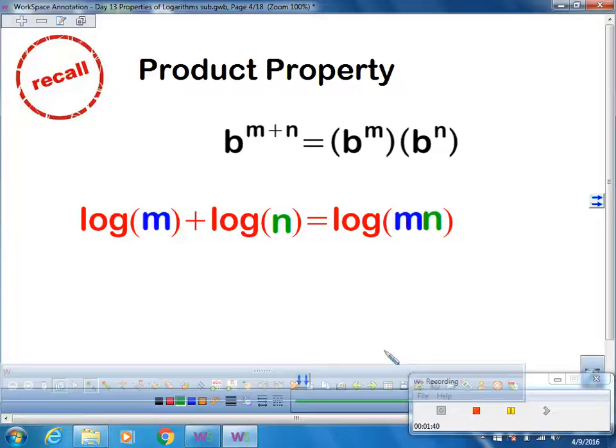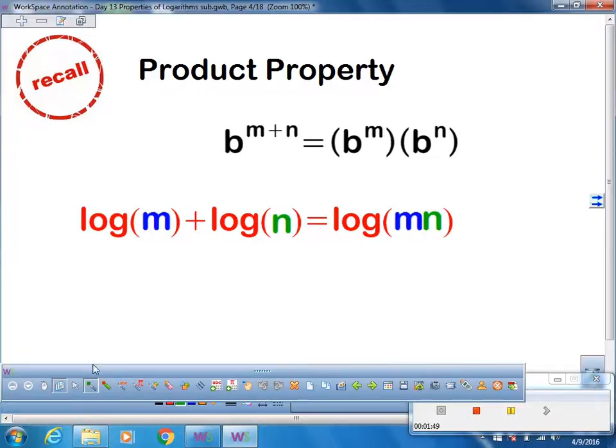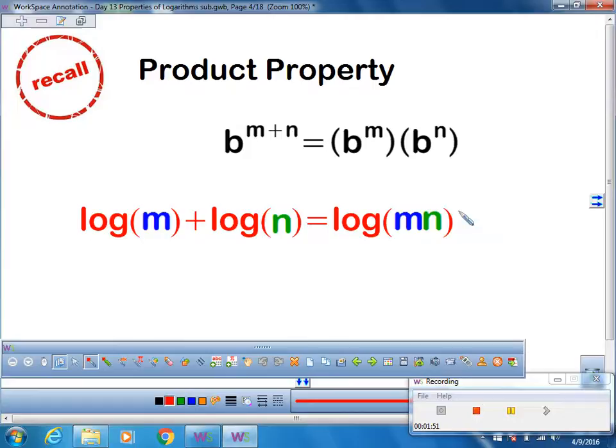All right, the product property. So I have two logs, and they're being added. Yesterday, we did it in reverse. Yesterday, we saw that m and n were being multiplied, and so we knew that we could apply the product property and split them up as two logs with an addition sign. Now today we're going to do the opposite. We're going to see the addition sign and say, oh, guess what? I can actually multiply m and n under the same log.